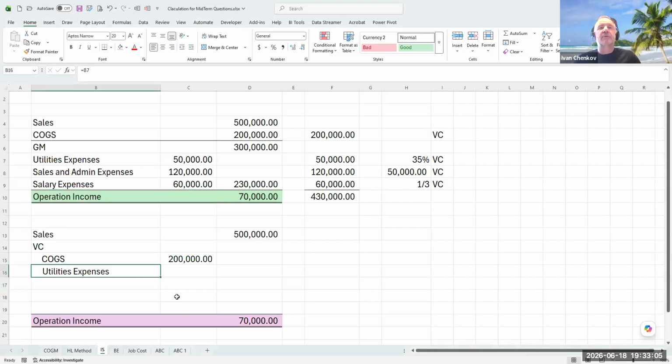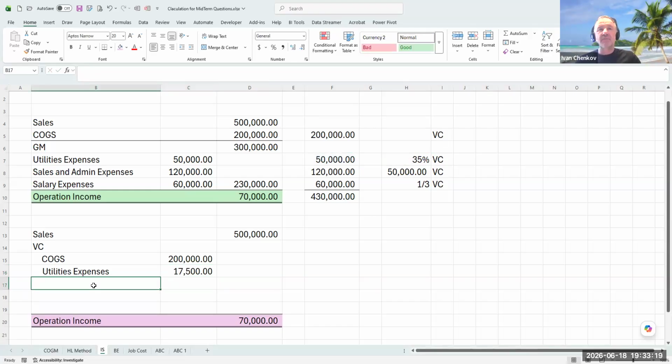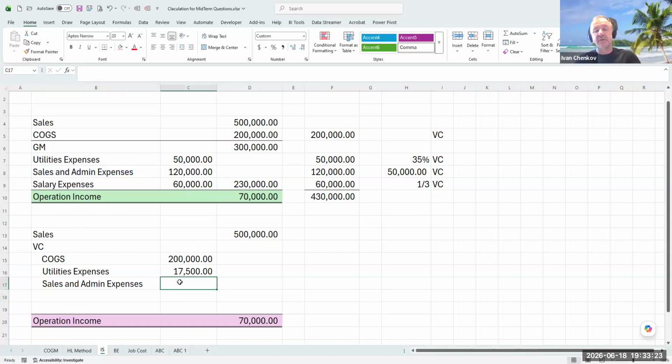And boom, we have utility expenses. Now utility expenses, we already know 35% of the utility expenses is variable cost. So that means 50,000 times 35% will be variable cost. Then the next one will be sales administrative expenses. Sales administrative expenses, 50,000 of variable cost, boom, 50,000 variable cost.